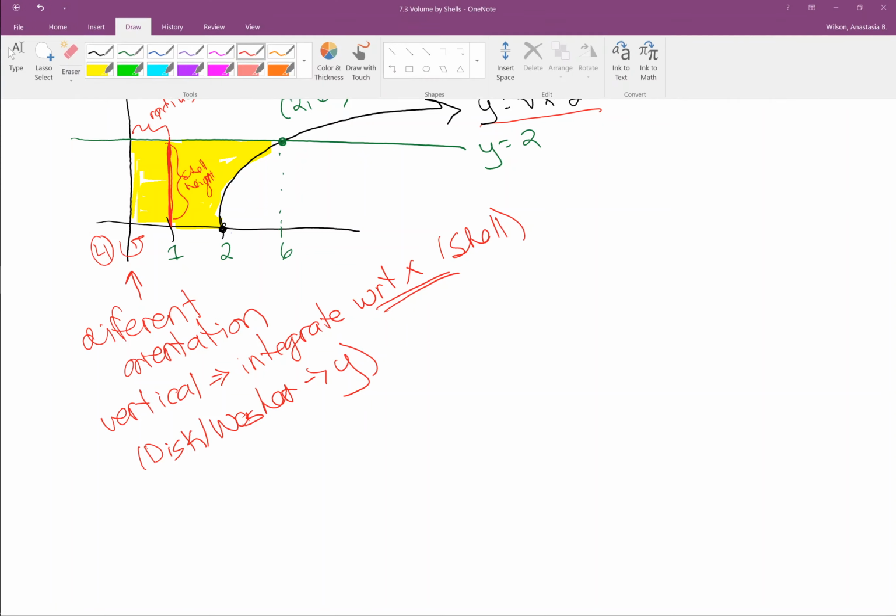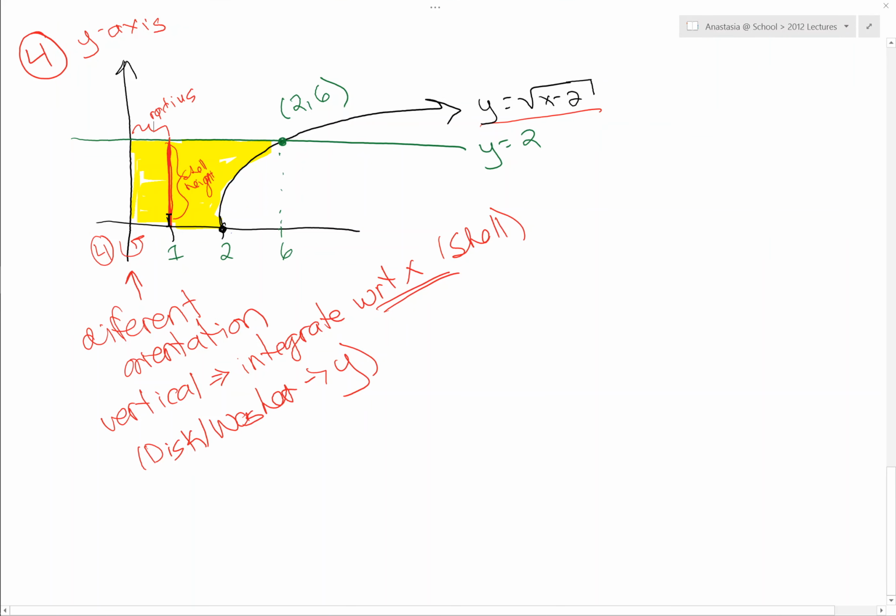But something that I want to point out to you, if we draw the shell height here, this little line segment, it goes between the x-axis and the line y equals 2. If we drew it over here, it would be the same thing. Here it would be the same thing. But notice if we get far enough, then our shell ends up going in between the line y equals 2 and the curve y equals the square root of x minus 2. So right here, when x equals 2, the bottom function for our line segment changes from the x-axis to the curve y equals the square root of x minus 2.